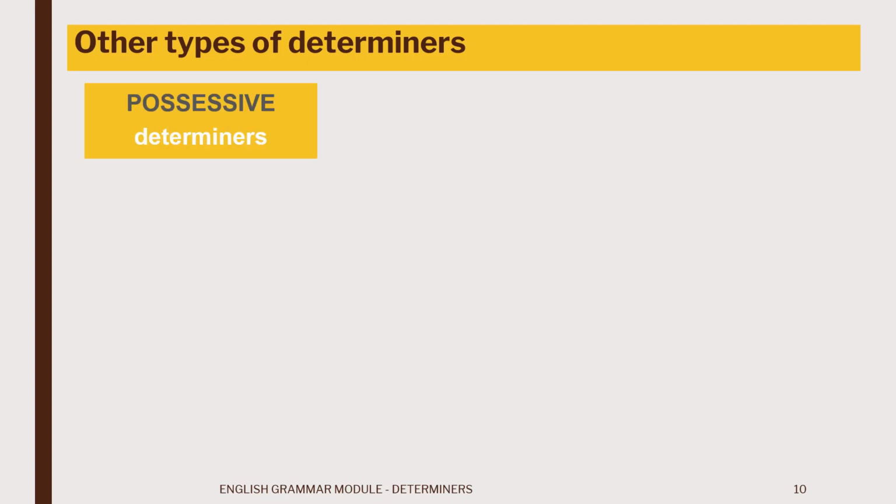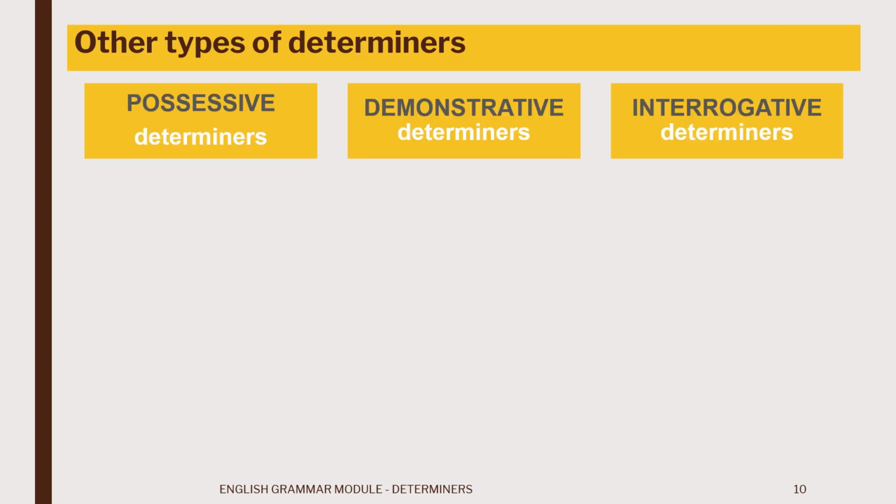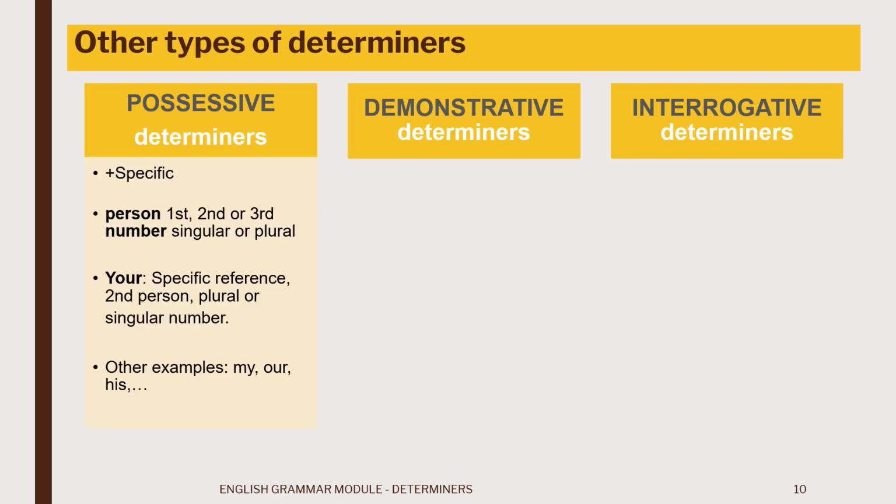Types of determiners: three other subclasses of determiners, which are possessive, demonstrative, and interrogative determiners. As I said before, they all share the common property of determiners of specifying the noun head of its noun phrase complement, but they differ in the type of grammatical information they carry. So in the case of possessive determiners, they are plus specific, and they carry information about person, which can be first, second, or third, and information about number, which may be singular or plural.